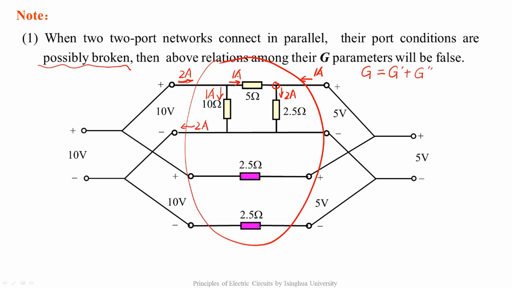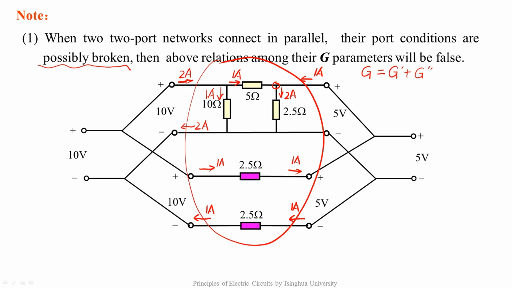Let's focus on the two-port network below. The voltages are 10 volts and 5 volts. Because the currents flowing through these two resistors are the same, their currents are 1 ampere and 1 ampere respectively. The current here is 1 ampere, and the current here is 1 ampere too. Therefore, before the parallel connection, all port conditions are satisfied.